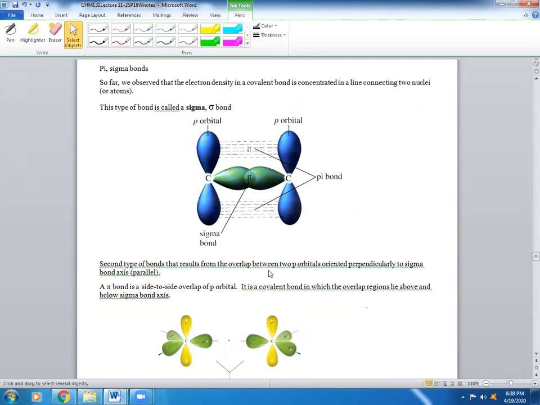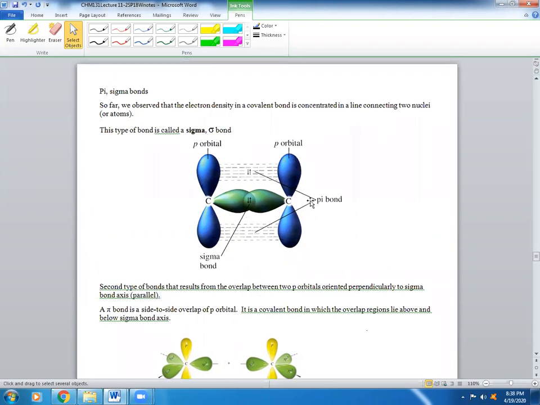It says that it results from the overlap between two p orbitals oriented perpendicularly to the sigma bond. So if you look here, these are p orbitals. They are perpendicular to the sigma bond. Well, those, I'm going to add this to them, those are unhybridized. Remember, I told you that when you do not take into account all of the p orbitals, some will be left unhybridized. Well, guess what? They also have one electron. Each has one electron in them.